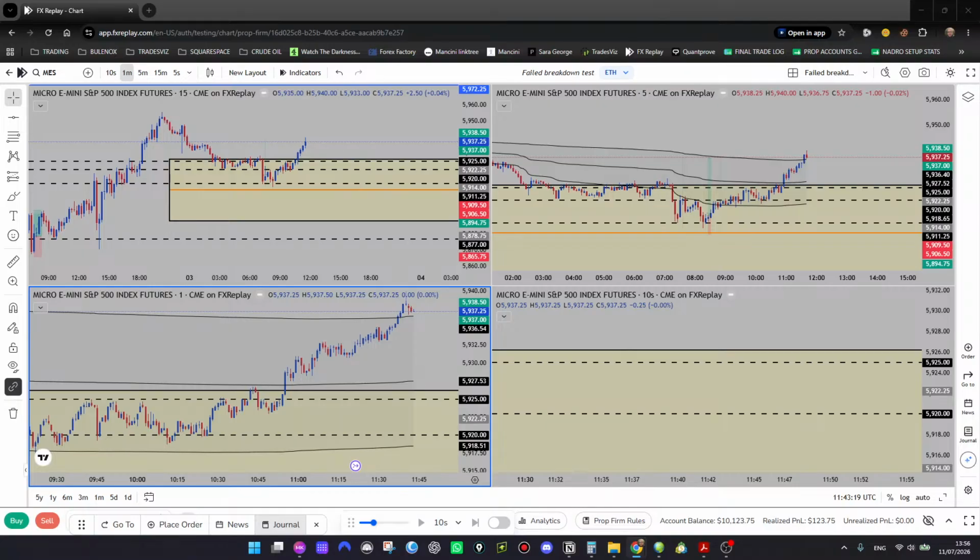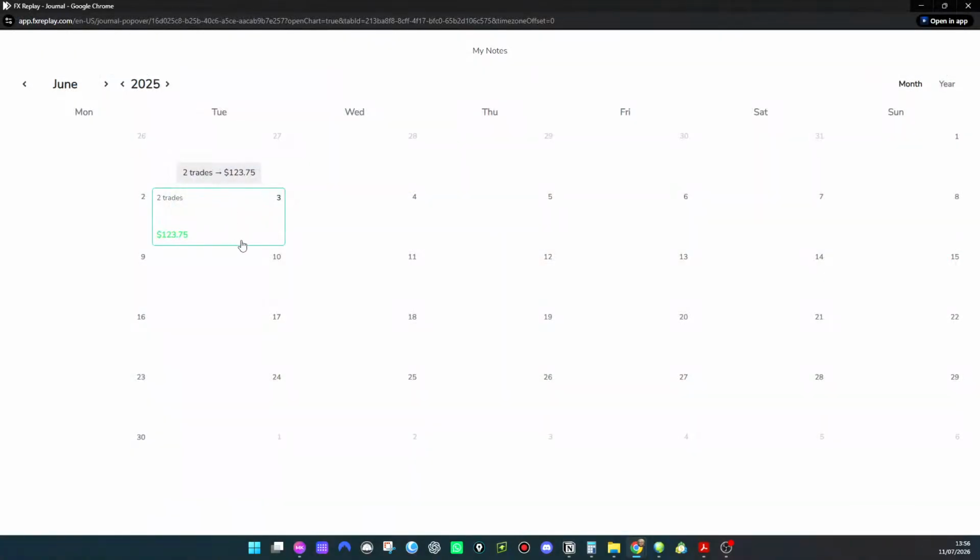Okay, so we go here to our journal. That's the profits for the day. We had two failed breakdowns in one day. We had one here overnight, which is actually because the stop loss was very tight. I was taking out, and now we had a really good one.